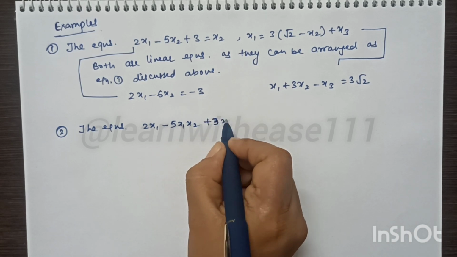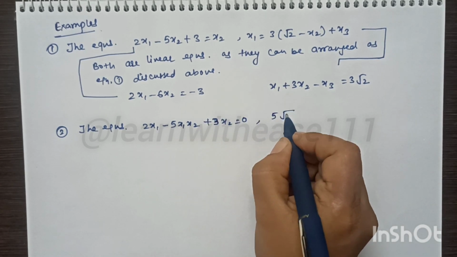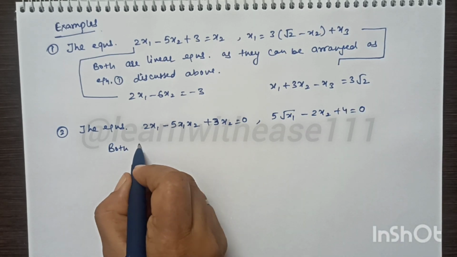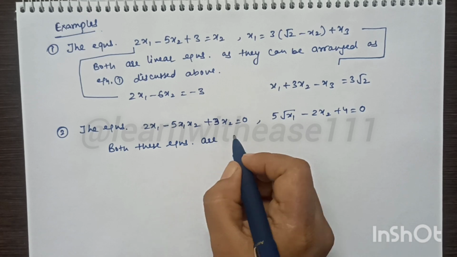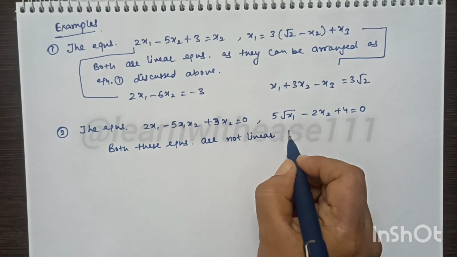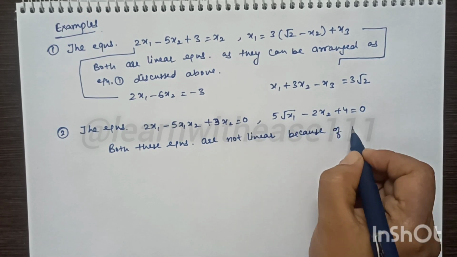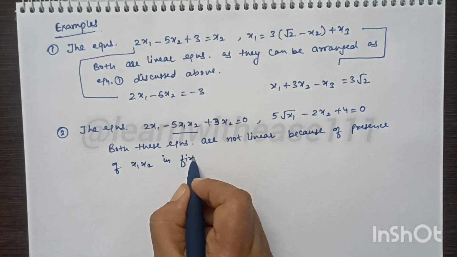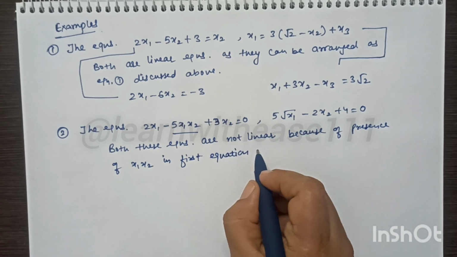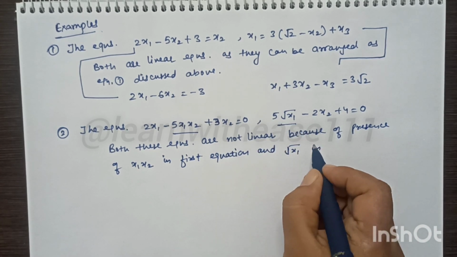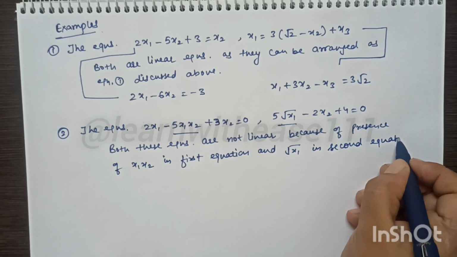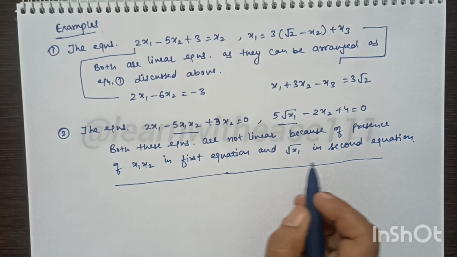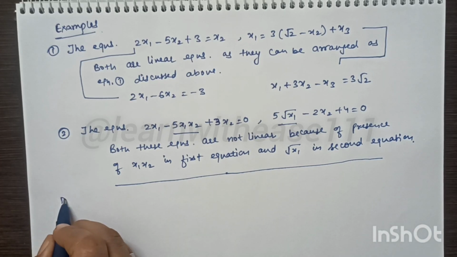The second example I am giving is of equations which are not linear. 2x1 minus 5x1 x2 plus 3x2 is equal to 0, and 5 root x1 minus 2x2 plus 4 is equal to 0. Both are non-linear equations. They are not linear because in the first equation there is a term x1 x2. Product of two variables is not allowed. Fractional power of a variable is not allowed. The power of every variable should be 1 and no two variables should be multiplied if you want a linear equation.